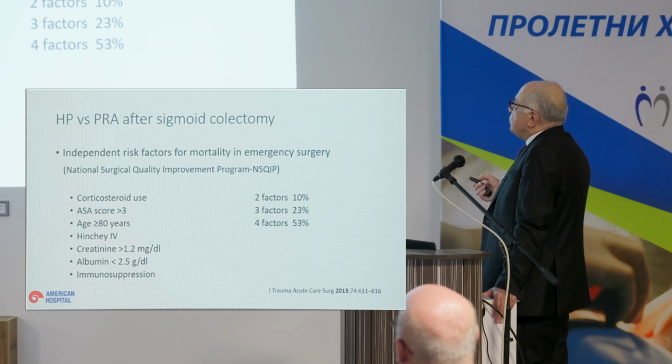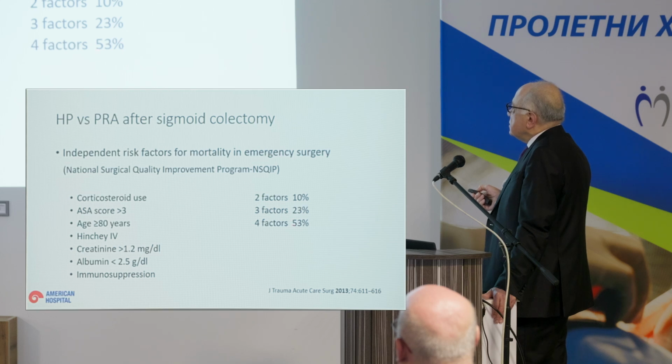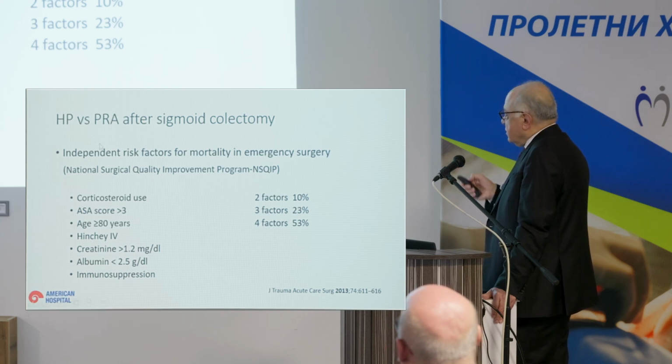The risk factors for mortality in emergency surgery are many. Corticosteroid use, ASA score more than 3, age more than 80 years, Hinchey 4, high creatinine level, low albumin level, and immunosuppression use are the risk factors for the patient. When you look at the mortality risk, with 2 factors it is 10%, which is really high. With 3 factors, 23%. And with 4 factors, the risk is 53%. For that reason, before deciding which surgery is suitable for the patient, we should look at these criteria for deciding the treatment modality.